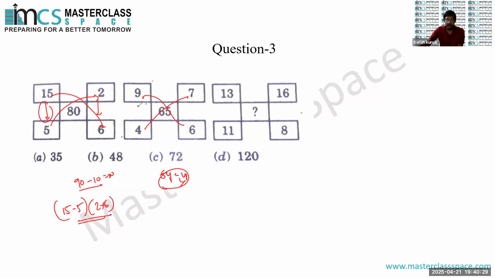What about this? 9 minus 4 is 5, into 7 plus 6 is 13. 5 into 13 is 65. That is the same number. So this is the logic that is going on. So 13 minus 11 is 2, into 16 plus 8 is 24. So 2 into 24 is 48. So that's our answer.